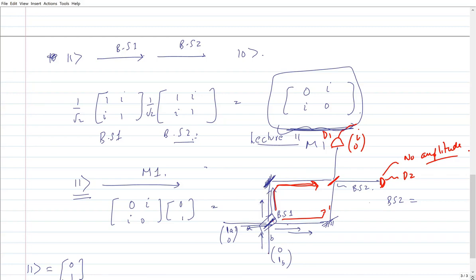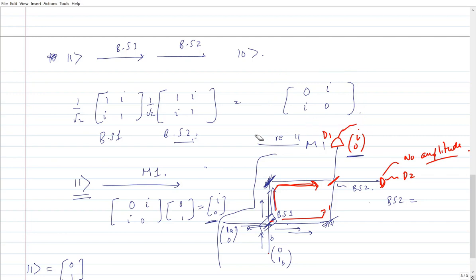Let me just update this figure. That's going to be iota 0. So that is essentially happening. Everything goes into this particular one.